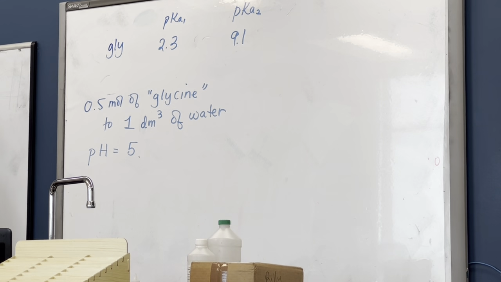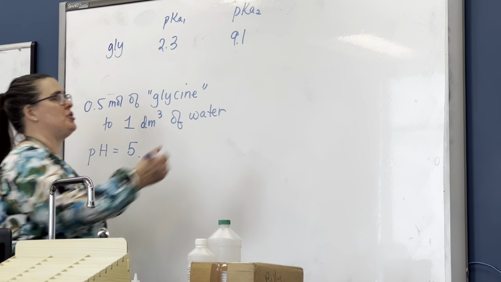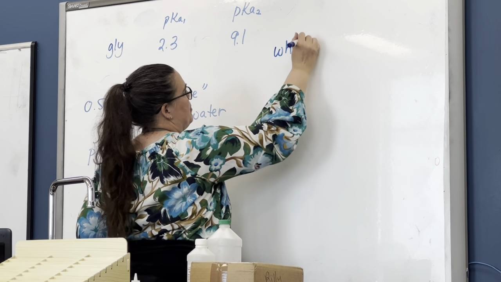I'd like to know what is the concentration of all of the glycine species. So there could be cation, there could be anion, there could be zwitterion. What species are present? And how much of them, what is their concentration? So what glycine species are present?